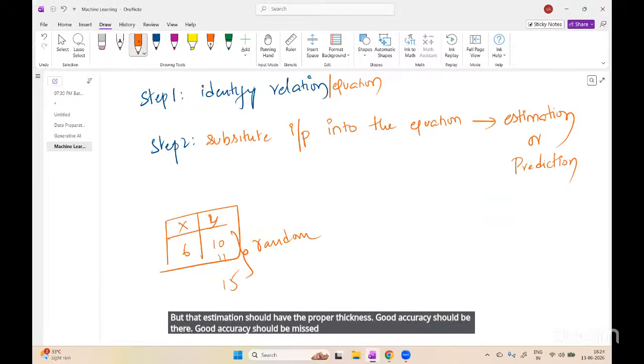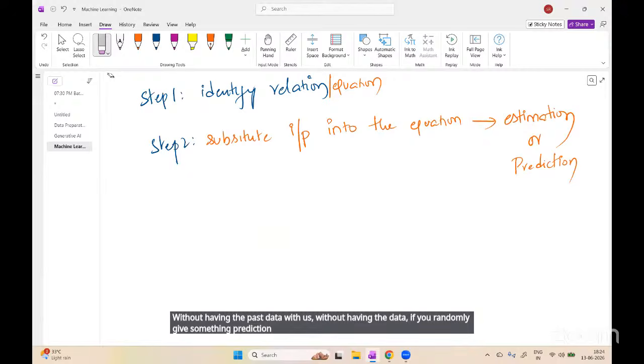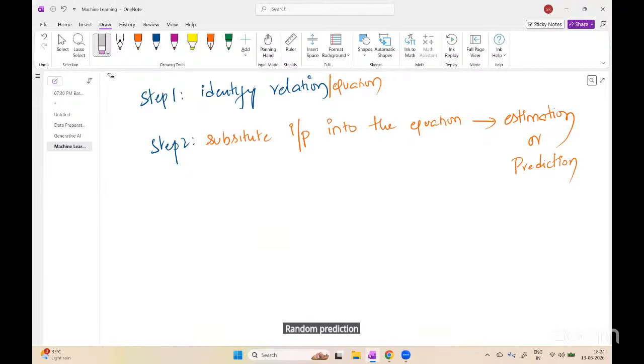Past data should be there. But with the past data, first we have to identify the relation. Without having the past data with us, if you randomly give some prediction, that we call luck prediction, random prediction. It may work, it may not work. Is the point clear? Everyone? Understood, guys?